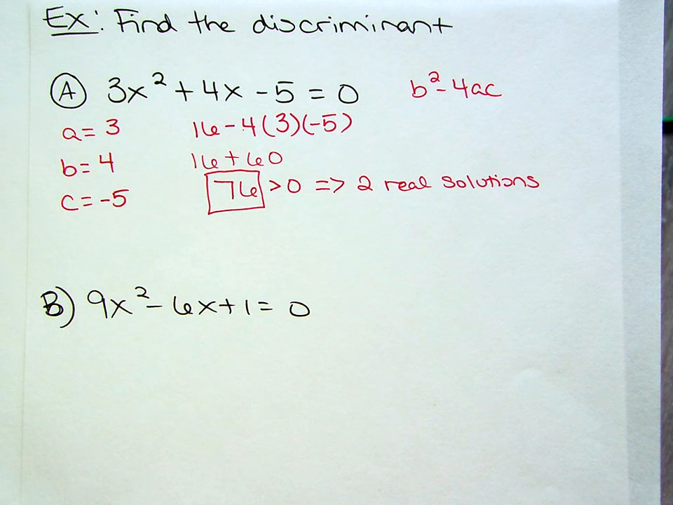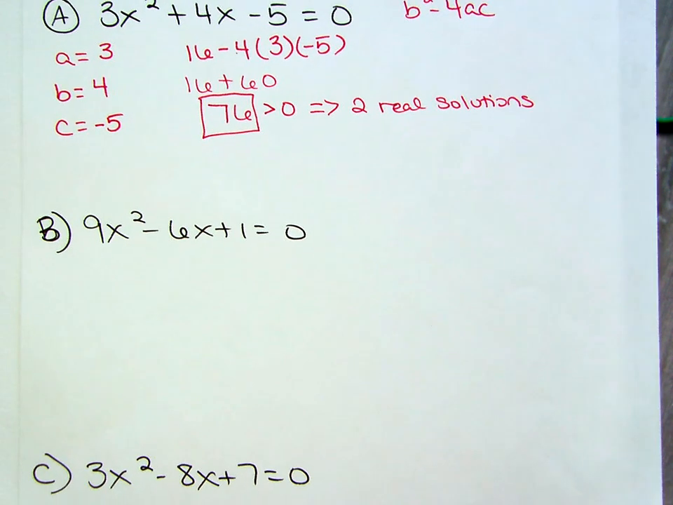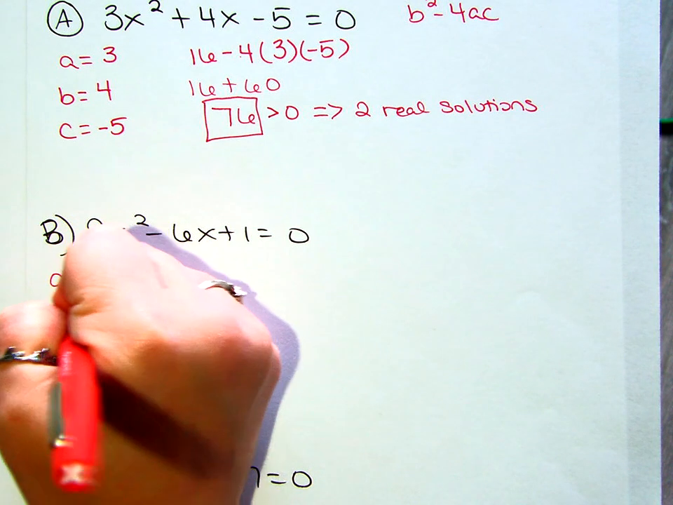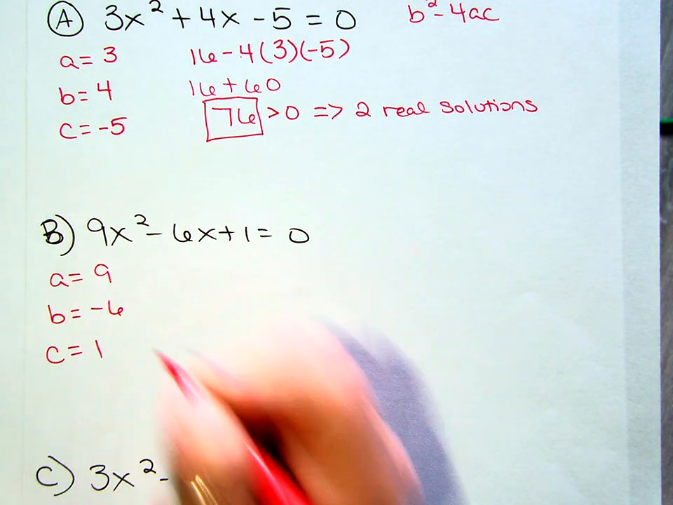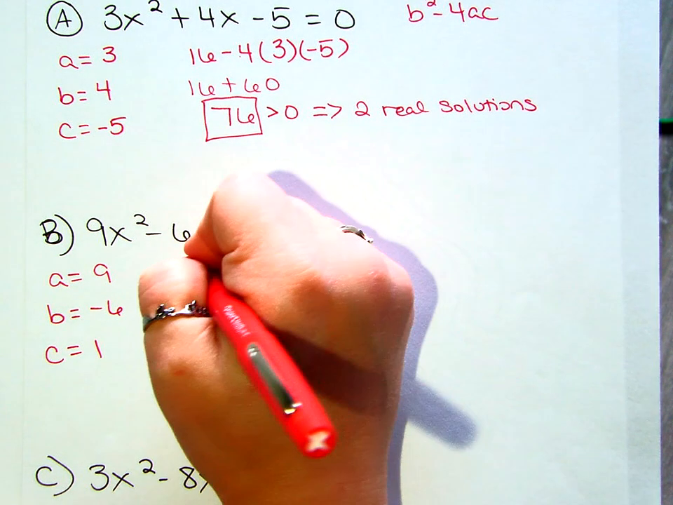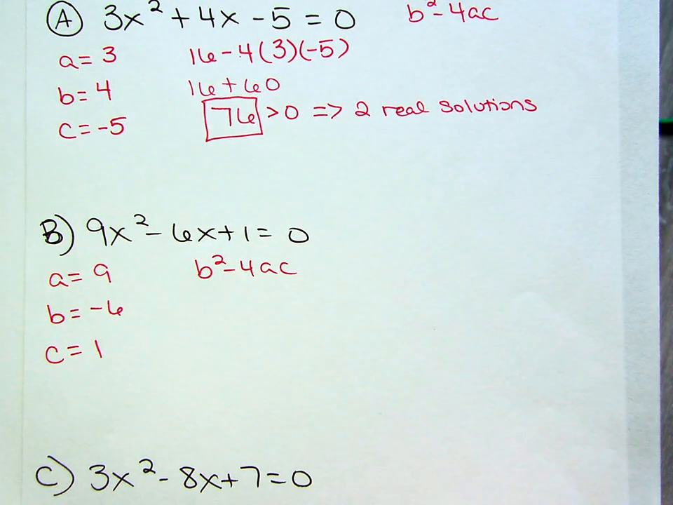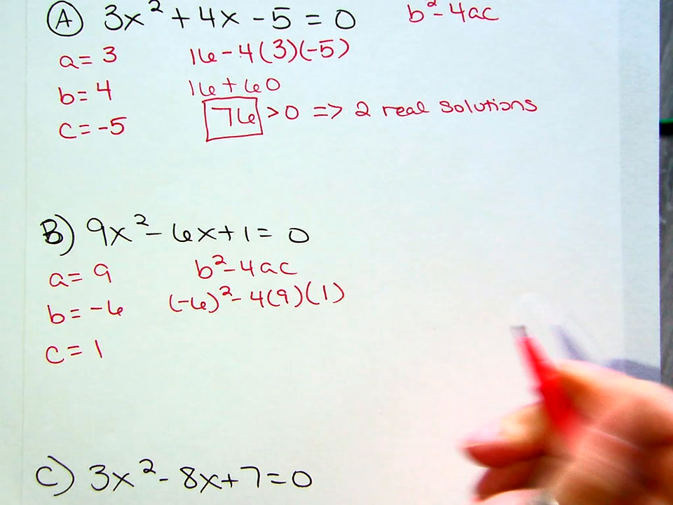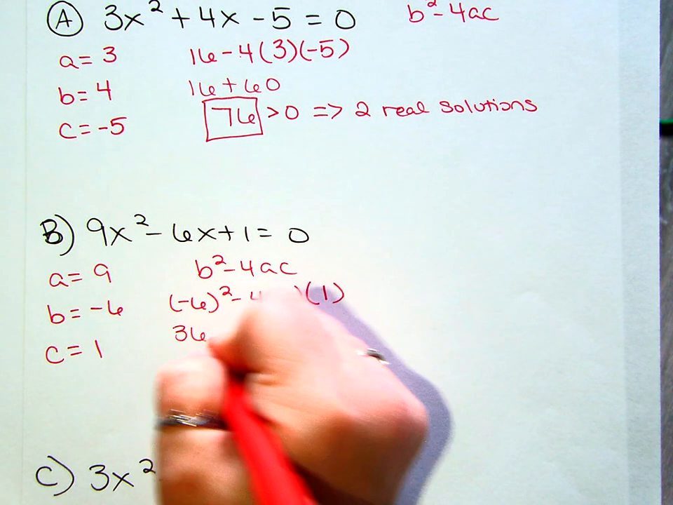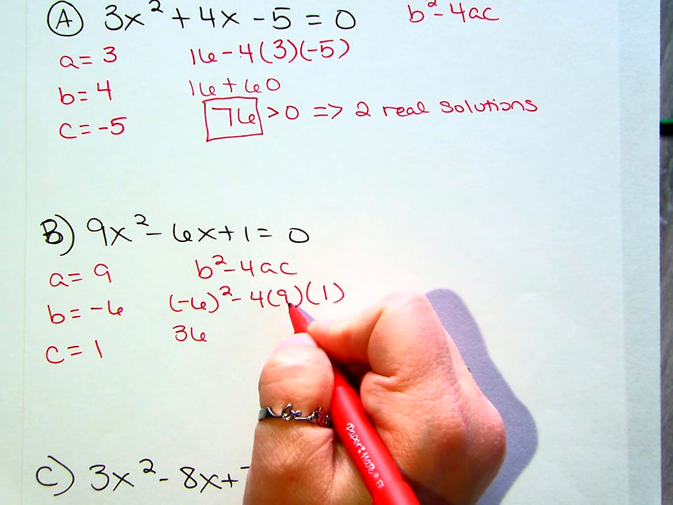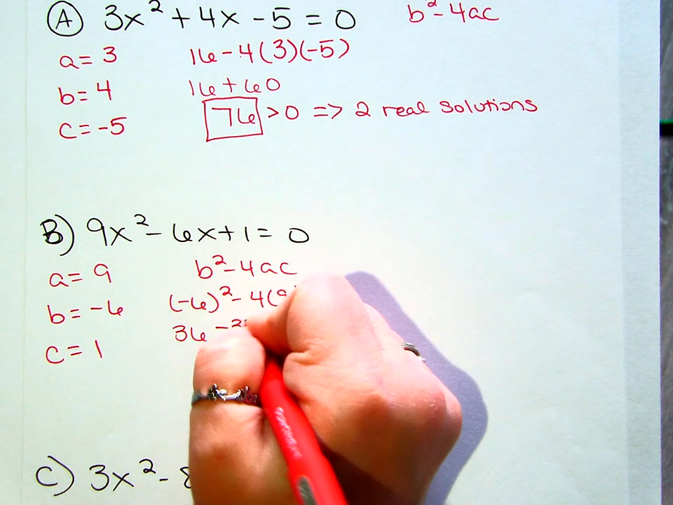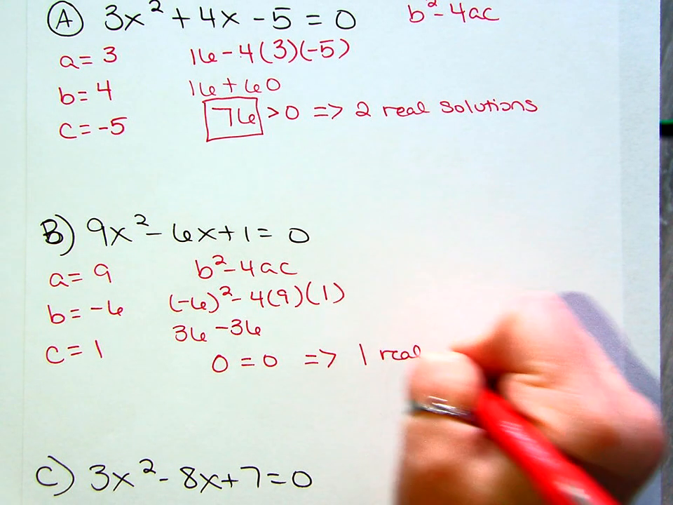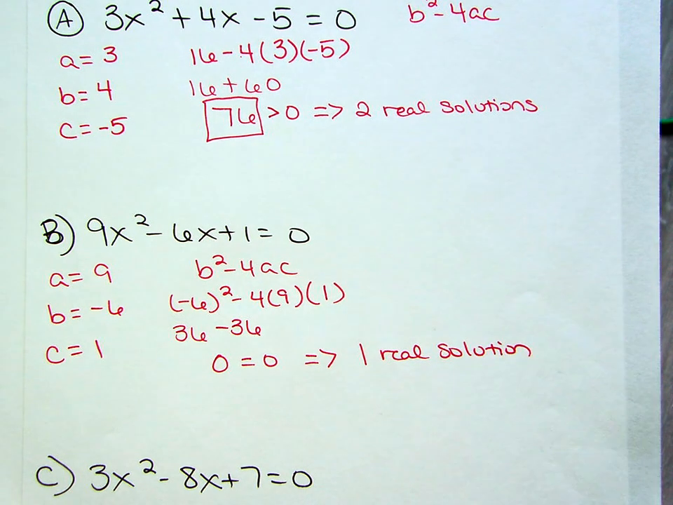Okay, let's do another one. I'm going to list my a, which is 9, my b, which is negative 6, and my c, which is 1. Do b squared minus 4ac. So b squared would be negative 6 squared minus 4 times a times c. Negative 6 times negative 6 is 36. Negative 4 times 9 is negative 36, times 1 is negative 36, which gives 0. When it equals 0, that tells us that we have one real solution. This is what happens whenever our vertex lies on the x-axis and we're only getting one solution.